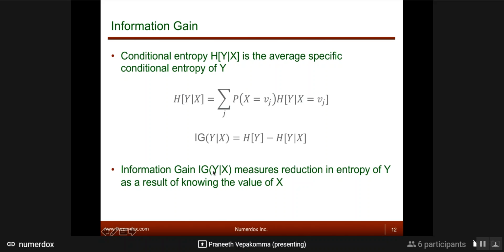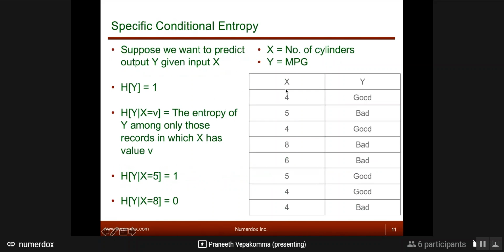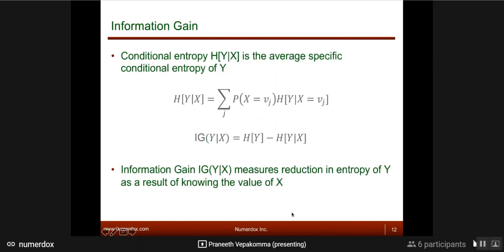say, the information gain of y given x measures the reduction in entropy of y as a result of knowing the value of x. So basically, if I did not give you x or any condition, then you're looking at the entire data set, right? Because you're looking at all the 8 records you have here. So that is the entropy you're looking at in the system. Now, if I give you some information about cylinder, then again you're looking at the entropy of the mileage, the conditional entropy.